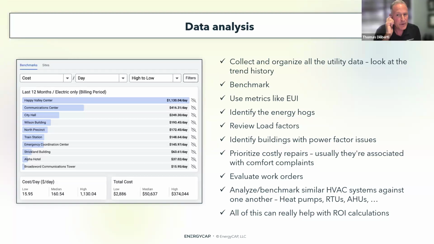Other things that I'd like to highlight with regard to the data is I think it's really important as you get your utility data organized and collected, you have to look at trend history. I provided this chart over here as a simple benchmarking chart to take a look at cost per day so that you can find the energy hogs. You can find the buildings that are using a lot of energy. Don't assume, though, that an energy hog is necessarily an inefficient building. You have to consider how the building is being utilized.